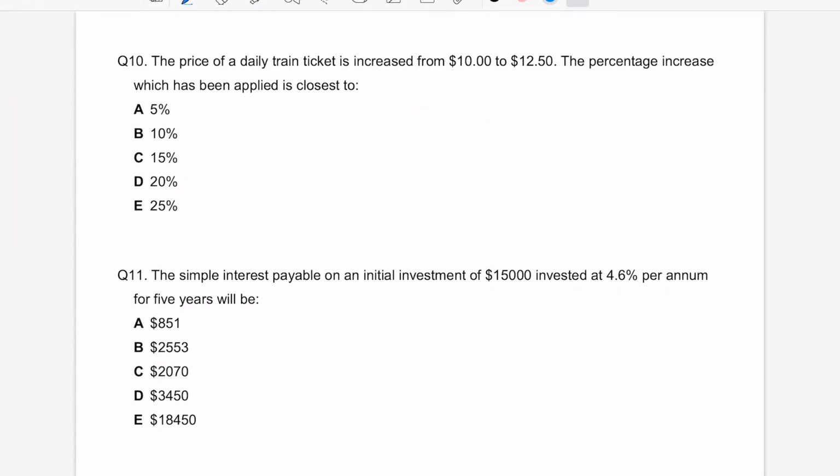Alright, question 10, we're talking about the price of a daily train ticket, and it's increased from $10 to $12.50, and the percentage increase which has been applied is closest to. For this particular example, we're obviously looking at a percentage increase. So I'm going to do $12.50 minus the $10, and then divide that by the original price of $10, and then multiply that by 100. If you use your calculator, you're going to get an answer of 25%. So that tells us that there has been a 25% increase in the price of a daily train ticket.